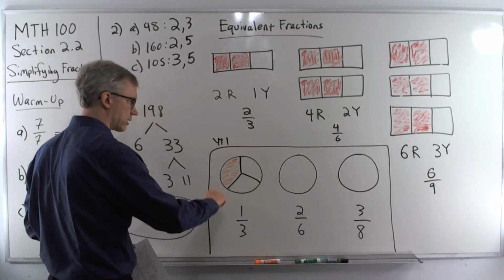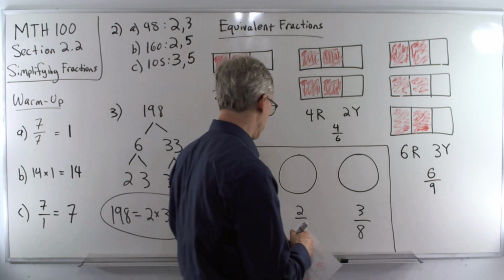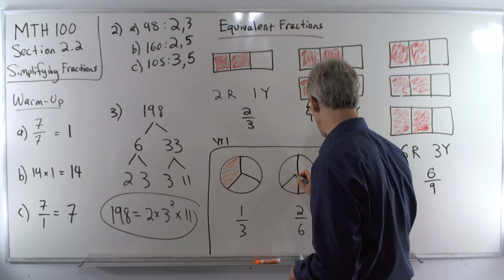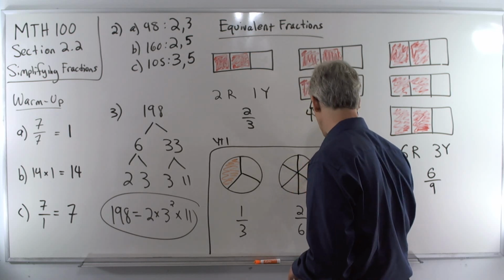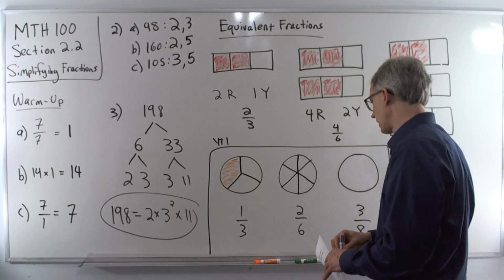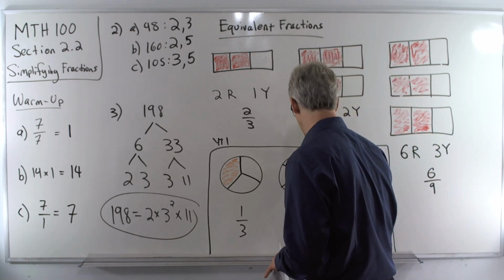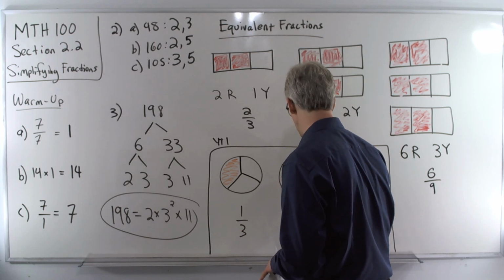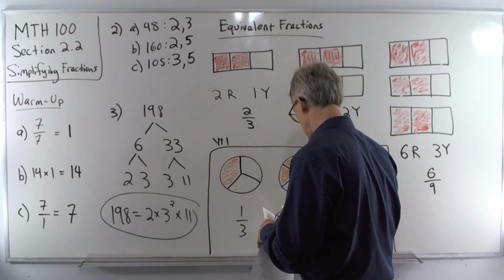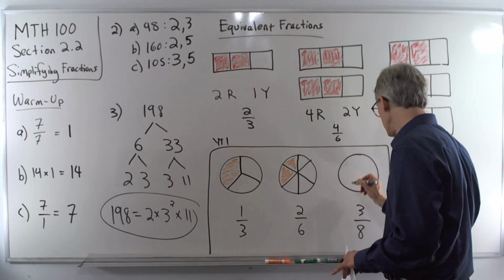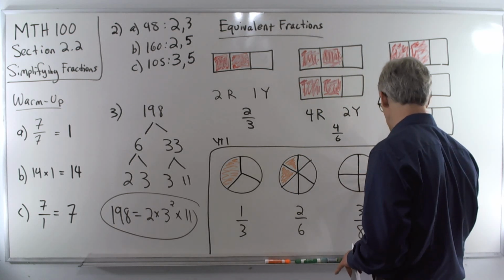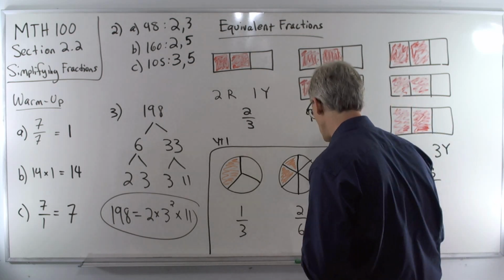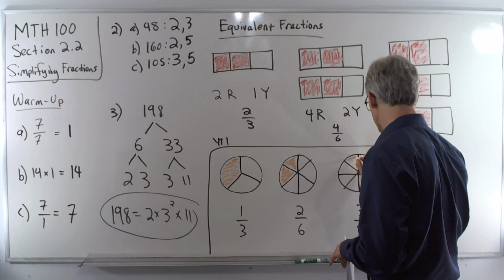There's 1/3. Cut the pizza into 3 pieces. 1 is highlighted. All right, here we're going to do 2/6. So there's 6 pieces, and I'm going to highlight 2 of them. It helps if they're in the same position, approximately. Now 3/8, we're going to cut this one into 8 pieces. And it's like 3 of these.